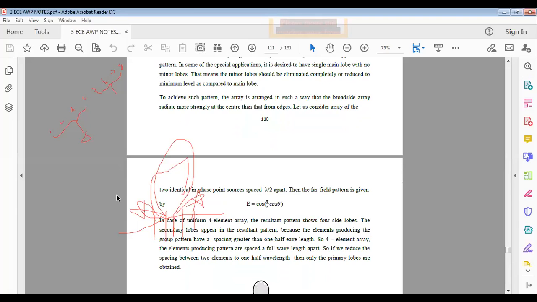Similarly, the pattern multiplication we discussed earlier, do the same here. Again it contains four antenna elements, all point sources, all excited equally. Then what is the resultant radiation pattern according to that binomial array? See here, in case of a uniform four element array, the resultant radiation pattern shows four side lobes. That is the same radiation character obtained from the pattern multiplication earlier.